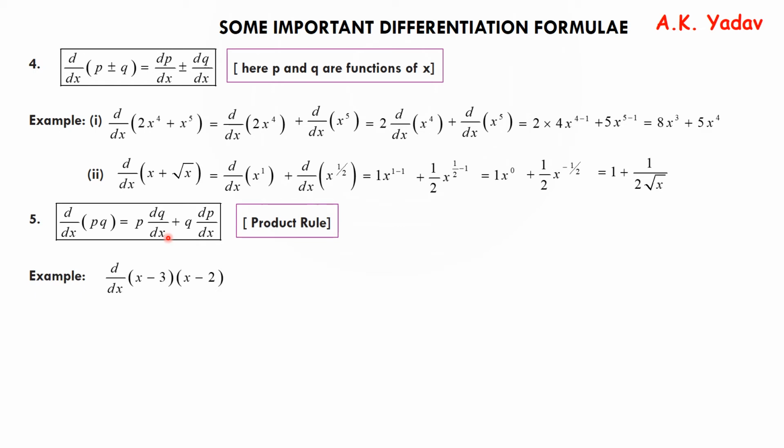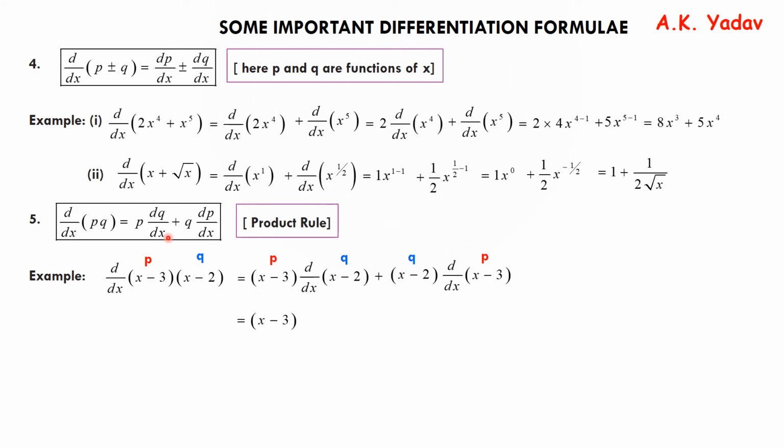Let us take this example. We need to differentiate x minus 3 into x minus 2. So we will use the product rule. First, we have taken this x minus 3 as p and x minus 2 as q. So what was our thing? P written as such, that is x minus 3, and then the differentiation of q, that is d by dx of x minus 2. Then it was plus, okay, then q written as such, and then the differentiation of p.